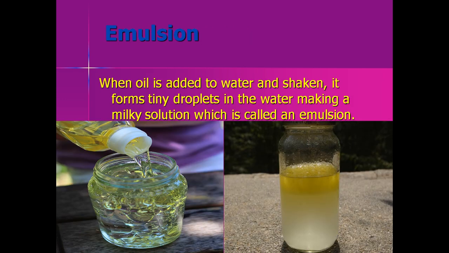Next is emulsion. When oil is added to water and shaken, it forms teeny droplets in the water and makes a milky solution, which is called an emulsion. You can see the teeny drops of oil in the water, and that is the milky solution, which is called an emulsion.